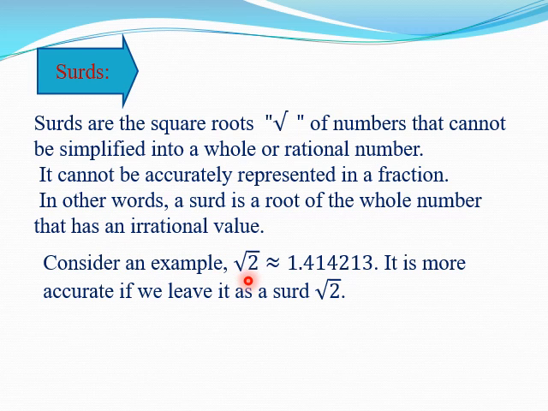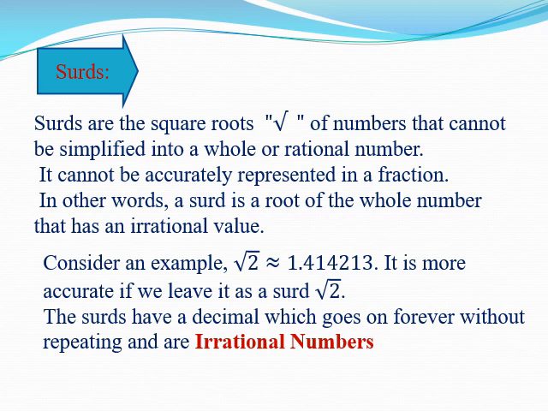Consider an example, square root of 2. Its approximate value is 1.414213, and it is more accurate if we leave it as a surd, just like square root of 2. The surds have a decimal which goes on forever without repeating and are irrational numbers. So all the surds are basically irrational numbers.